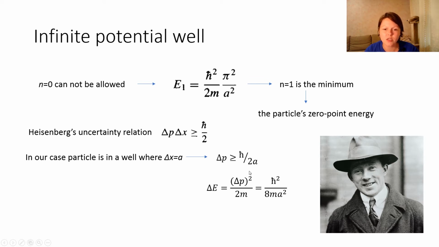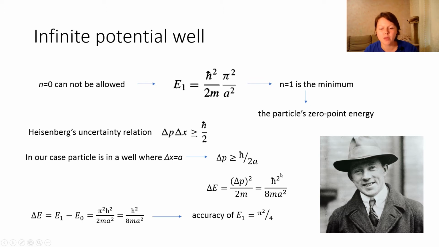And the uncertainty over the momentum of the particle can be written like this. And the uncertainty of the kinetic energy of the particle, based on the uncertainty of the momentum, can be written like this. Remembering the equation from the previous slide, which connects the interspacing between two levels, we can compare expression number 1 and expression number 2 and obtain the accuracy of the first energy level of the particle, which will be this one.